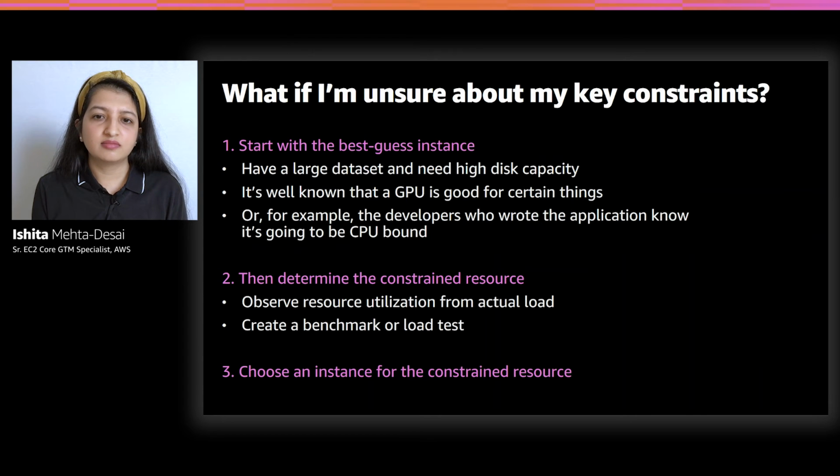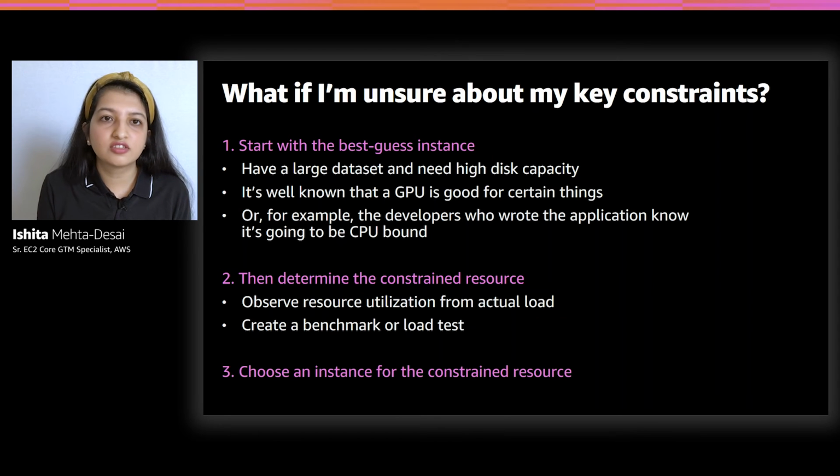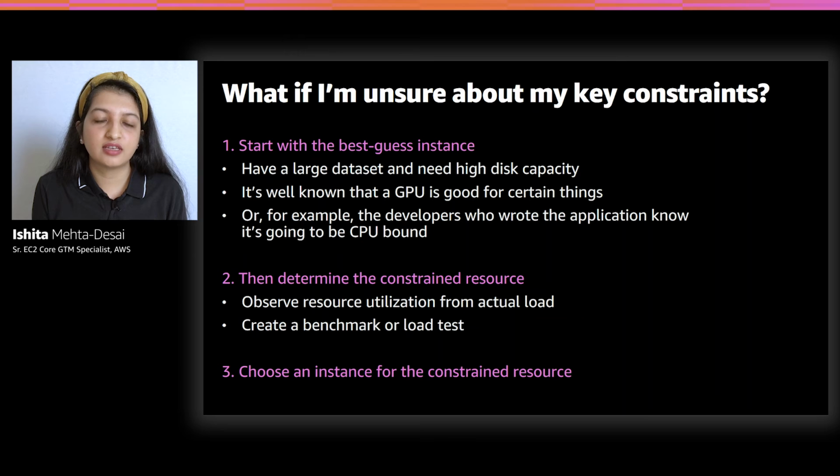Moving on, there could be a situation where you're unsure about your key application constraints. In that case, this is what we recommend. You start with the best guess instance, instrument it to view resource utilization metrics, and observe it by performing a load test. After that, you find a constrained resource, which is the resource that's closest to full utilization. For example, when utilization is measured over a relatively long period of time, that could be within minutes or seconds, a total utilization of, say, 70% may become a bottleneck. Lastly, you need to size the instance according to the constrained resource using AWS tools.